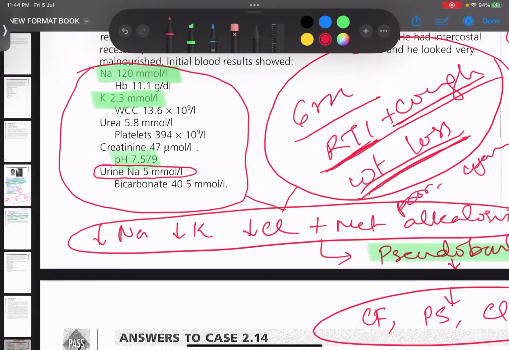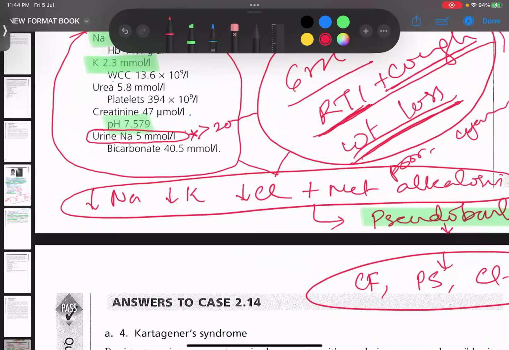See here, the urinary sodium is only 5 millimole. If it is more than 20 millimole, then we'll say that the renal system or the kidney does not have the ability to absorb. So that will be considered as Bartter. But since urinary sodium is less than 20, we are happy, our kidney is absolutely fine. This is not Bartter. This is a case of pseudo-Bartter syndrome, basically cystic fibrosis.